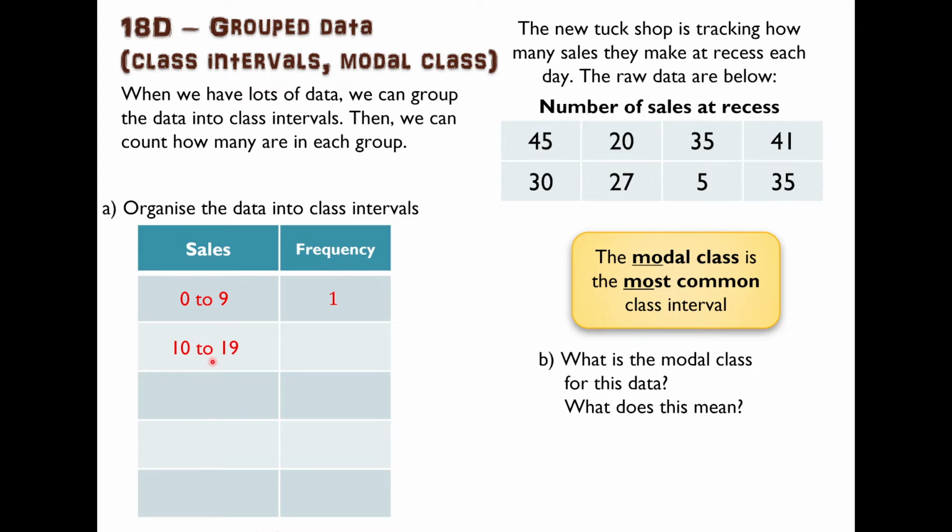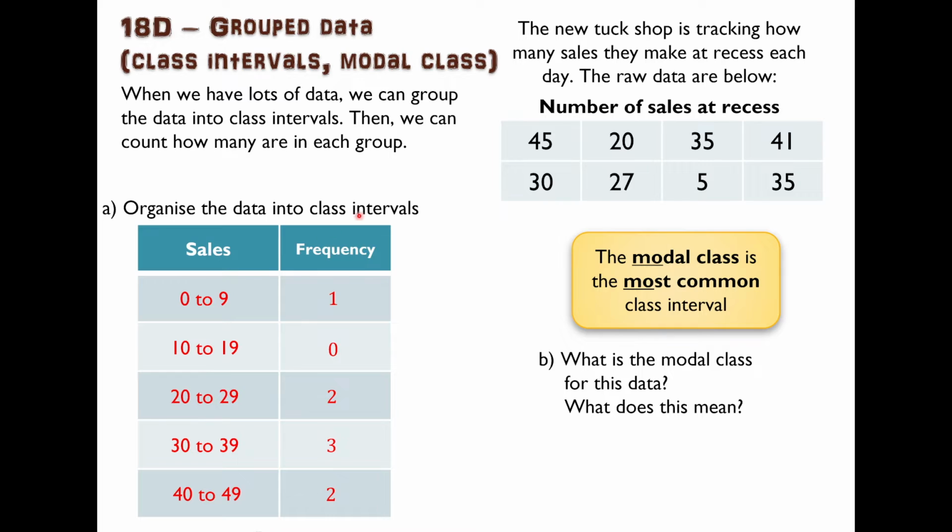And then I can do my next interval, 10 to 19. How many results are between 10 and 19? None of them. Then 20 to 29. How many results are between 20 and 29? 2. 30 to 39. 3 results. 40 to 49. 2 results. You can see I've grouped them into intervals that have 10 numbers, that they go up in tens.